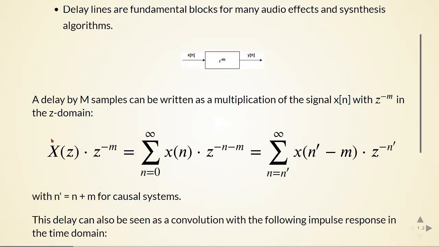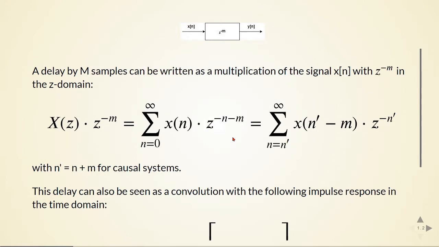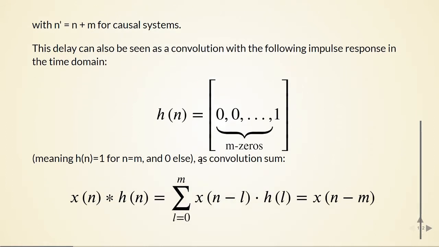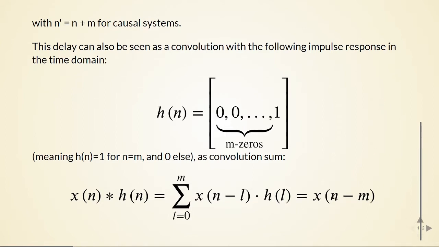So here are the equations for these multiplications of the signal x[n] with z to the minus m in the z domain, and we have this substitution that n prime is equal to n plus m for causal systems. This delay can also be seen as a convolution with the following impulse response in the time domain. So here's the impulse response, and we have m zeros and a 1, meaning that h[n] is equal to 1 for n equals m and 0 elsewhere, and here it is in the form of a convolution sum.